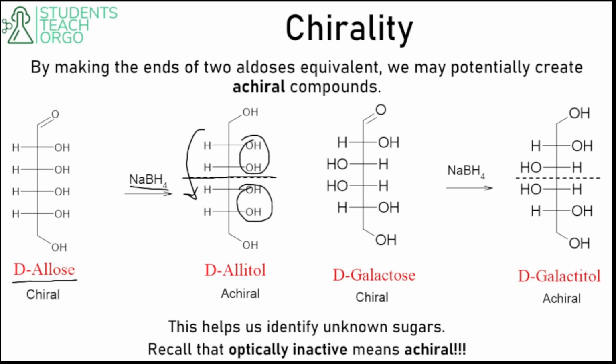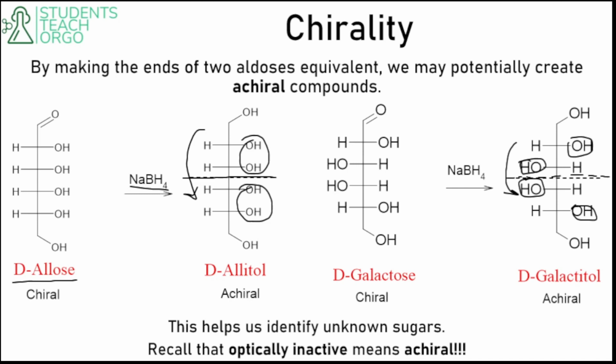All right? Let's do the same with D-galactose. So right now there's no symmetry possible because we have an aldehyde here and we don't have an aldehyde here, or we have a hydroxyl here, we don't have a hydroxyl here. But after applying NaBH4, we can actually get this achiral compound because if we cut down the middle and then we fold like a book, this OH and this OH are on the same side, and then this OH and this OH are on the same side. So I think that's the easiest way to think about it.